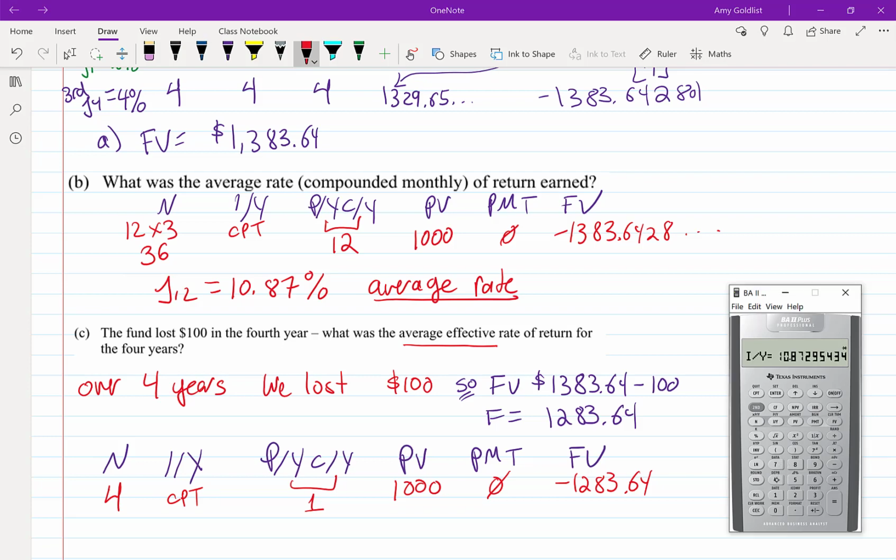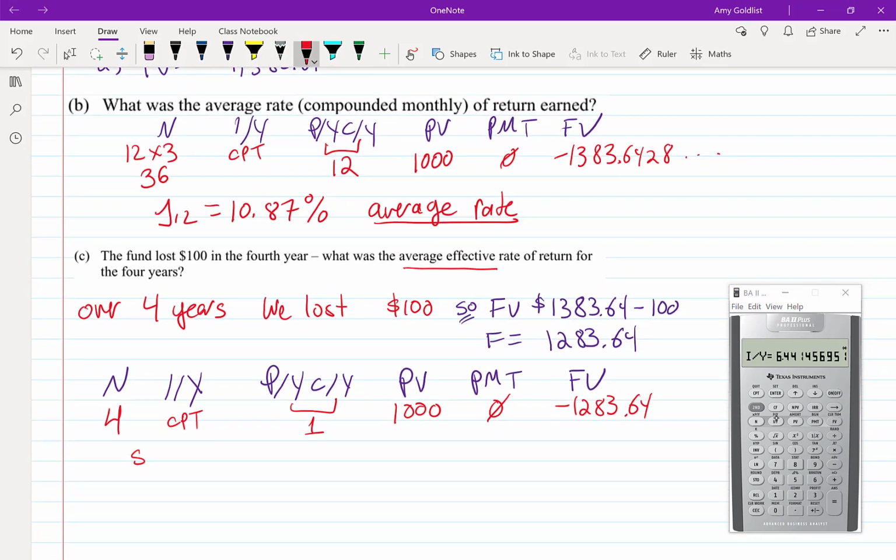So let's start. N is 4. IY we can leave alone. PYCY now changes to 1. Our present value is still $1,000, but our end or future value is, we have to clear out a PY. Negative at the end. Our future value is now 1,200 and change. So our interest rate's going to be smaller. So we end up with 6.44%.